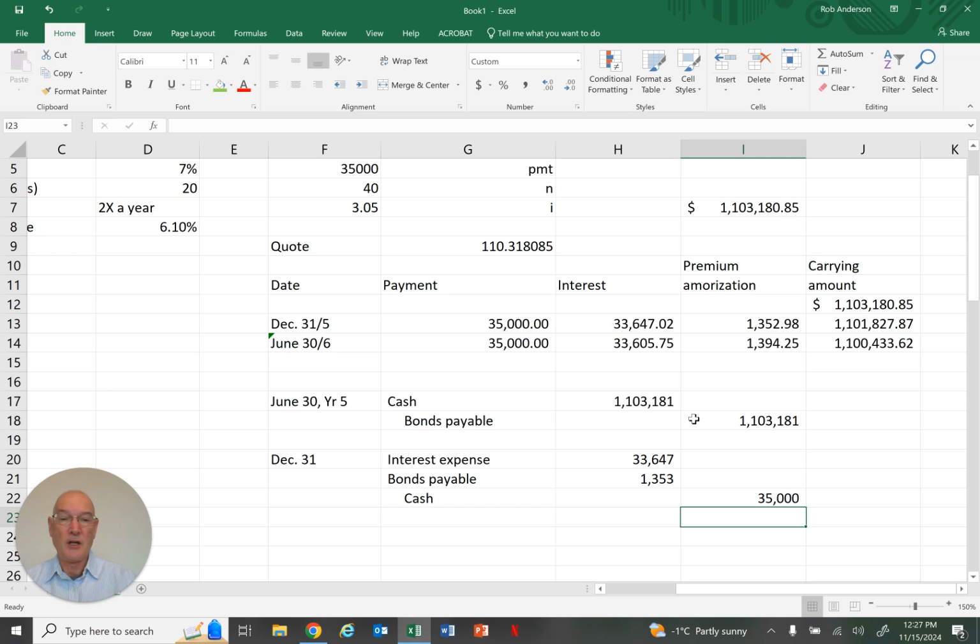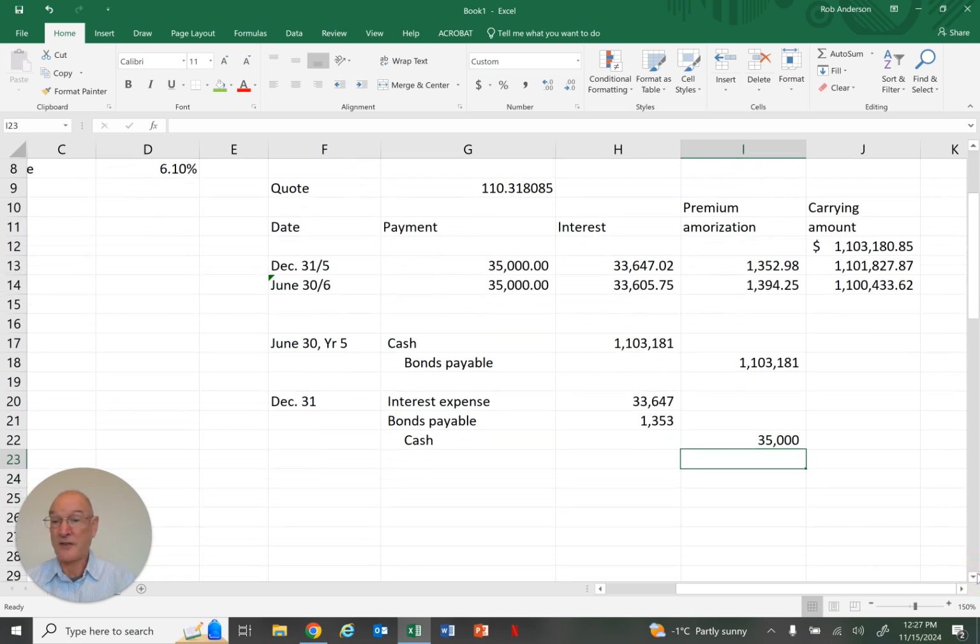Now, could you do June 30, year 6 on your own? June 30, year 6 is just going to be the same account titles. And let's look at what doesn't change. The amount of the payment is constant at $35,000, but the interest expense and the premium that we amortize change every interest date. So if you have a bond amortization table, it's super easy to do your journal entries because, I'll show you how easy this is.